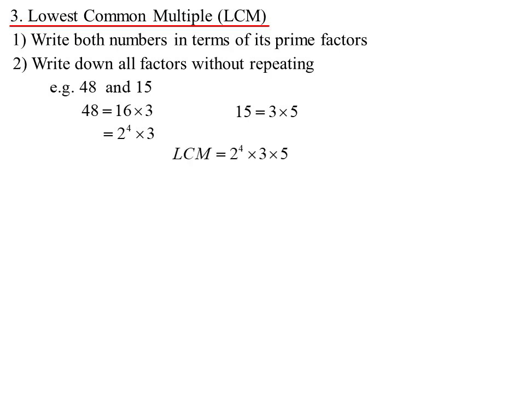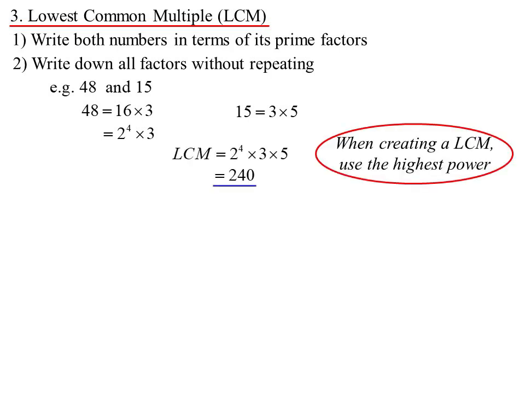Now this is like when we were doing algebraic fractions and getting the common denominator. So this time we pull out the highest power that needs to be there. So 2 to the power of 4 is the highest one there. 3 to the power of 1 is the highest. 5 to the power of 1 is the highest. So 240 ends up being that number we're looking for, the lowest number that both 48 and 15 go into.